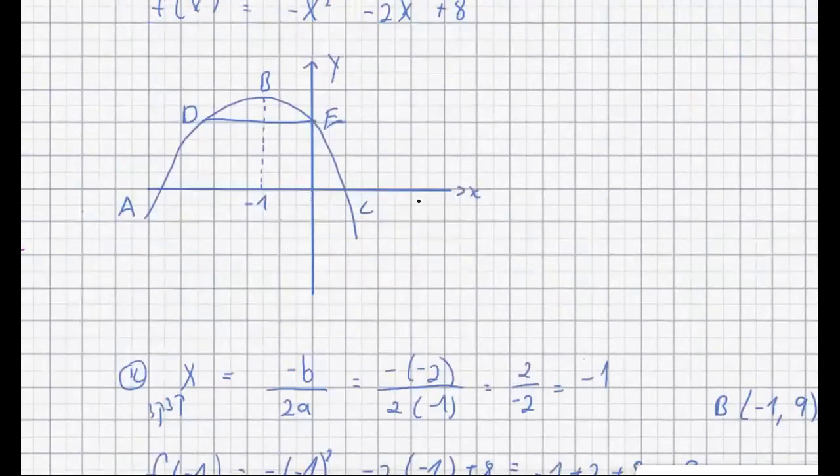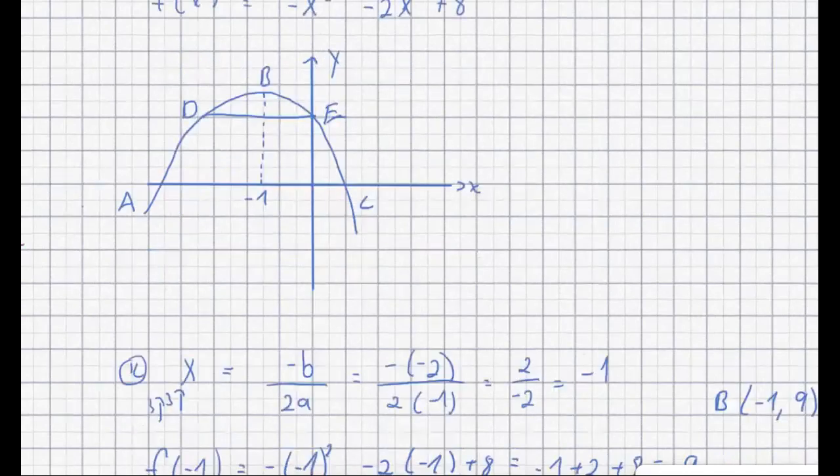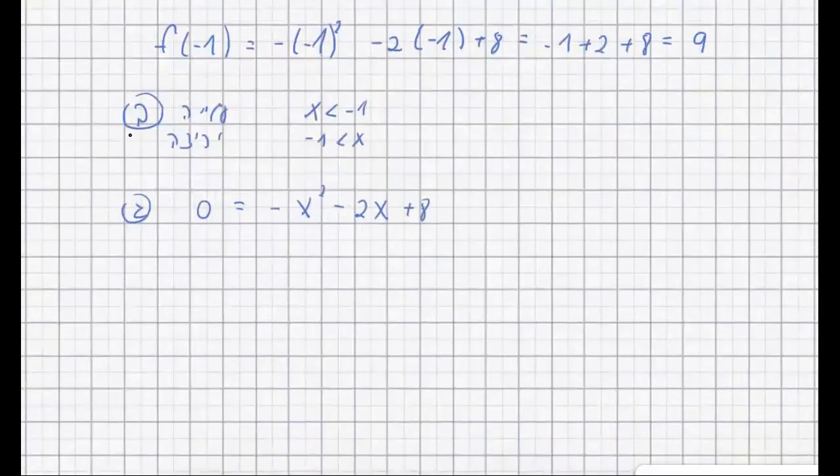So you are 100% correct. A and C are on the x-axis. It means that the y is 0. And f of x and y are the same, different terms for the same thing. So we replace f of x with 0, and now let's solve this equation. Help me, like a mishpah repeat.